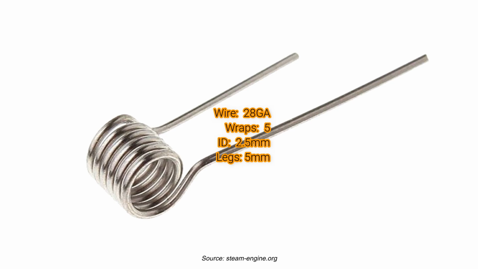Let's consider the same coil we considered before, so 5 wraps with an inner diameter of 2.5 mm, no spacing between wraps, and 5 mm legs. This time we consider a thinner wire. We use a 28 GA.